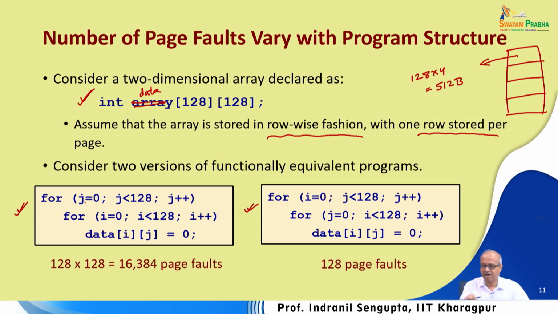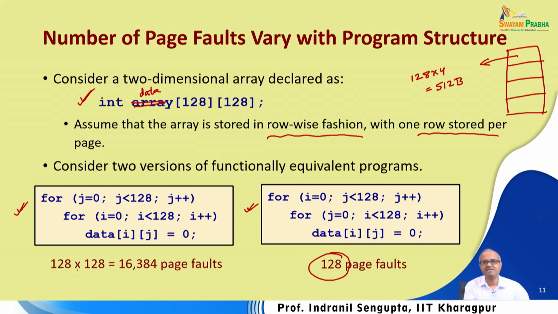In the first version of the program, you are accessing the elements of the array column-wise, but in the second version i is outside, i is 0, and the entire j loop is inside. So, 0,0, 0,1, 0,2, so row-wise. Here the elements are accessed row-wise. So, in the second version, once you bring in a data page, the first row of the array, all the elements will be accessed one after the other, then only the second row will be brought, accessed one after the other, then the third row, then the fourth row. So, there will be a total of 128 page faults, because there are 128 rows.